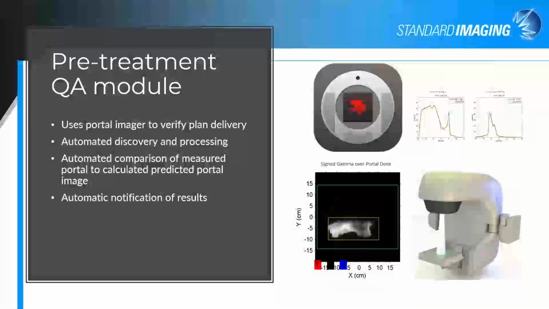So let's talk about the pre-treatment module. It uses the portal imager to verify plan delivery. It's an in-air measurement. So if you look at the image of the accelerator, this is basically you throw the panel out. The therapist can actually shoot this, and it basically collects the signal and compares it to a predicted measured signal. And you do get automatic notification of these results, and it does have a simple report that can be placed in the patient's chart with the results.